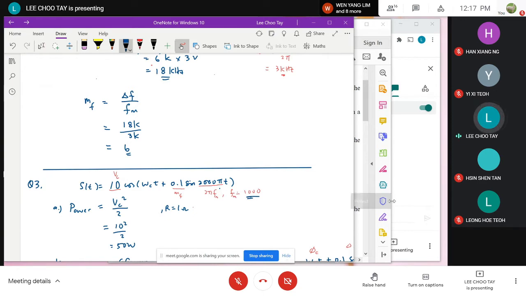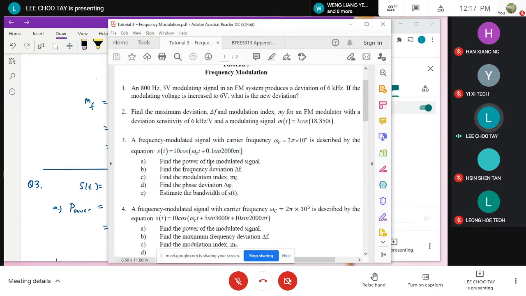Then next, let me discuss a few more, then you take down. Find the frequency deviation delta F. As far as this equation is concerned, there are two ways to find the frequency deviation.